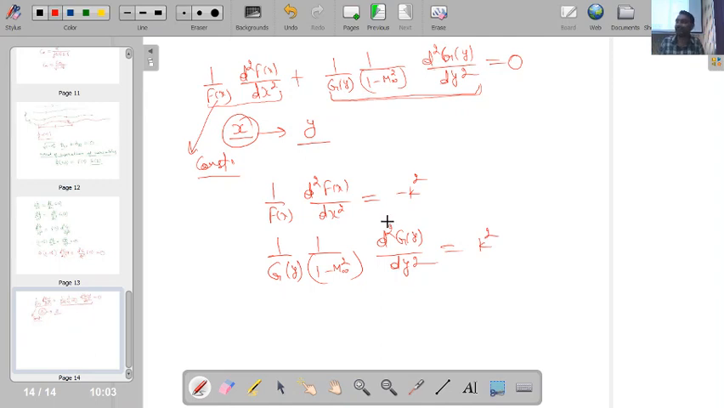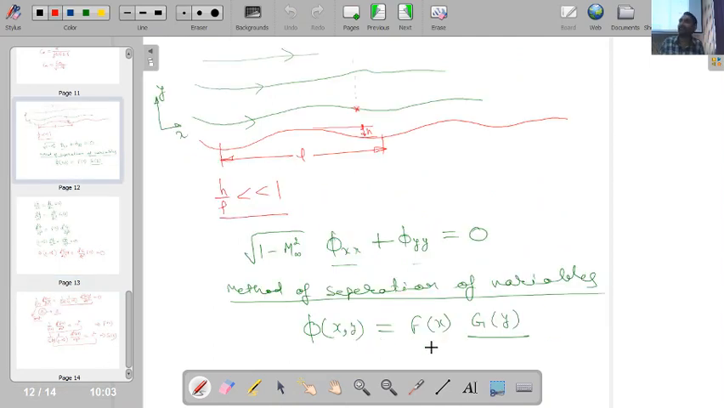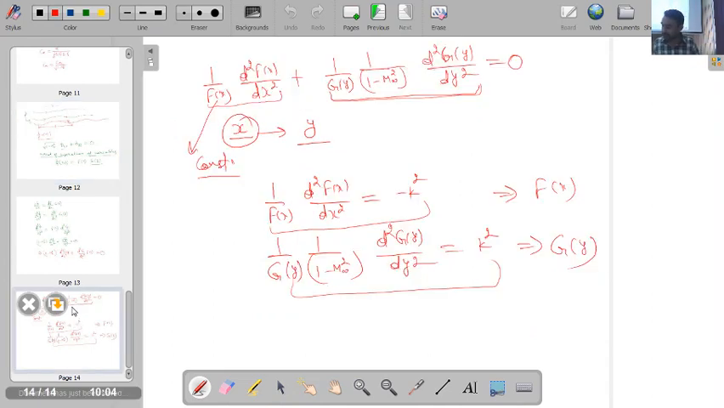Now what are these? This is one ODE, this is another ODE. So I can easily find out the solution of these two ODEs. The solution of this ODE will give me f of x, the solution of this ODE will give me g of y, and ultimately what is my phi of x, y? f of x into g of y. Is this one clear?